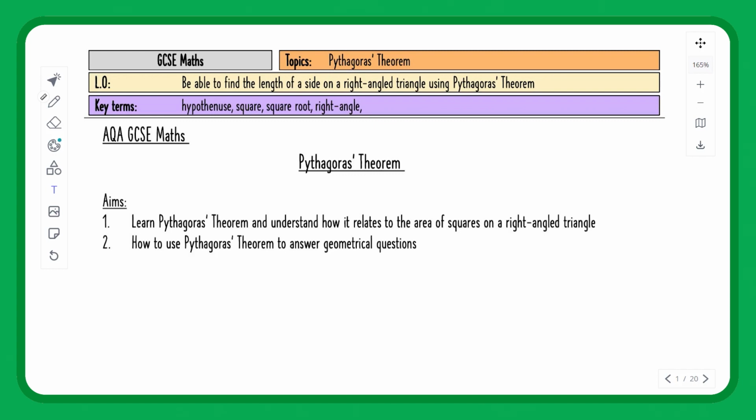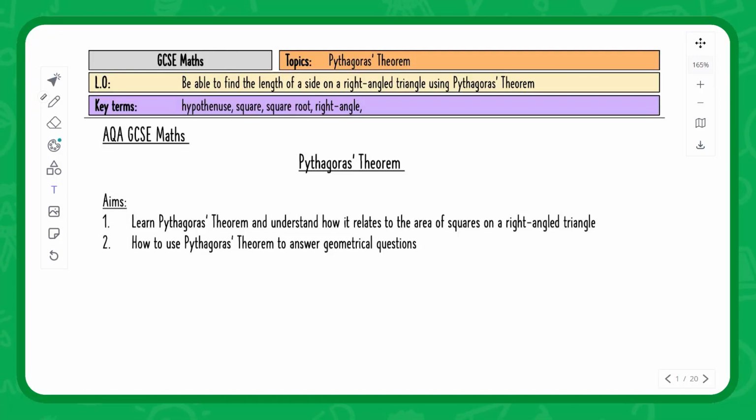In this lesson, we are learning about Pythagoras' theorem. We're going to find the length of a side on a right angle triangle using this theorem. As you can see at the top of the screen, there is a lilac box that says key terms, and I will be referring to these key terms as we go through the lesson.